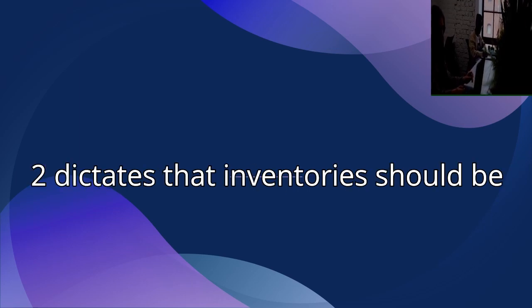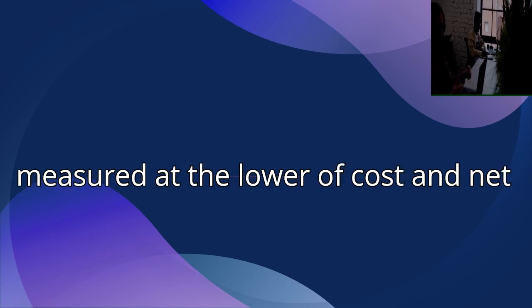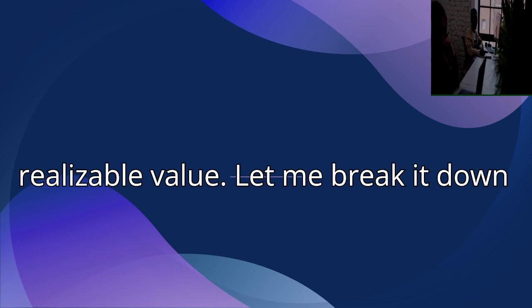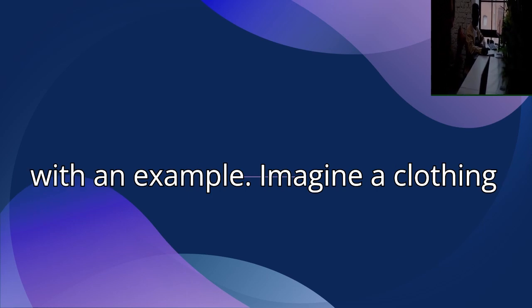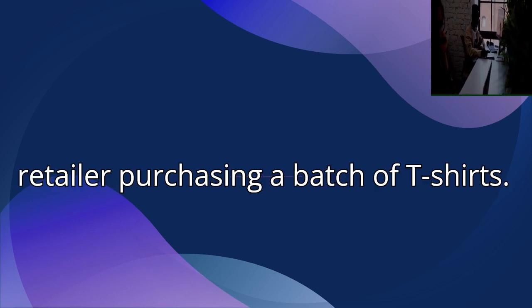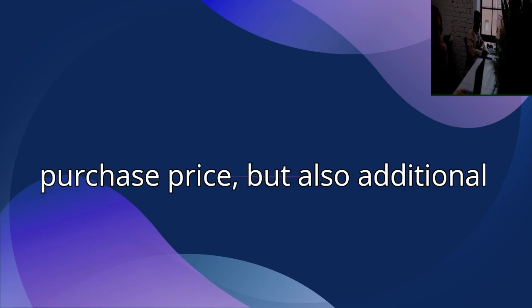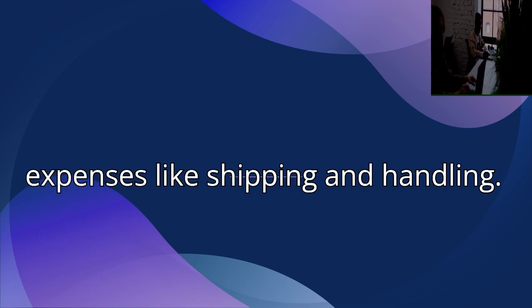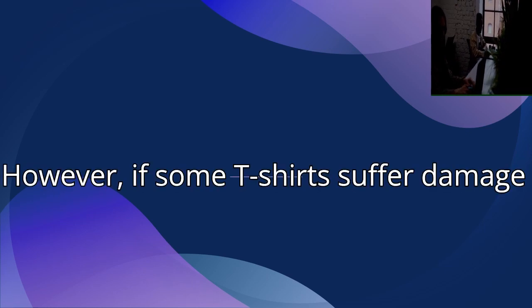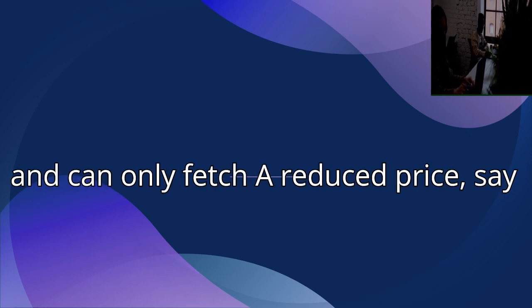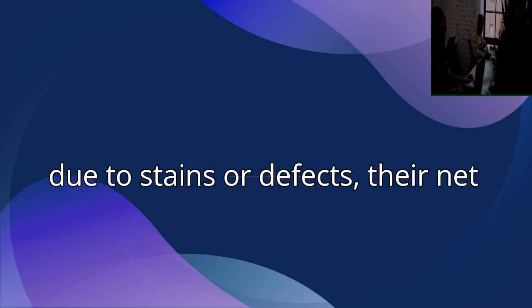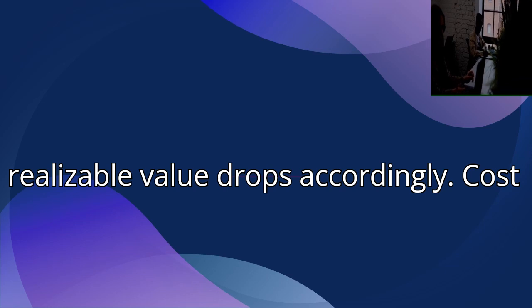Measurement of inventories. Now, onto the nitty-gritty of inventory valuation. IAS-2 dictates that inventories should be measured at the lower of cost and net realizable value. Let me break it down with an example. Imagine a clothing retailer purchasing a batch of t-shirts. The cost would comprise not just the purchase price, but also additional expenses like shipping and handling. However, if some t-shirts suffer damage and can only fetch a reduced price, say due to stains or defects, their net realizable value drops accordingly.